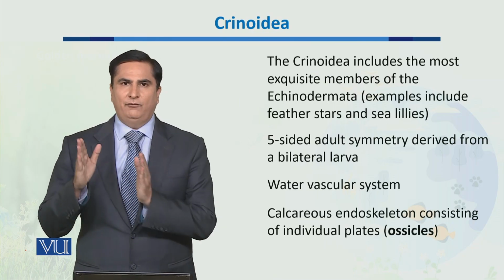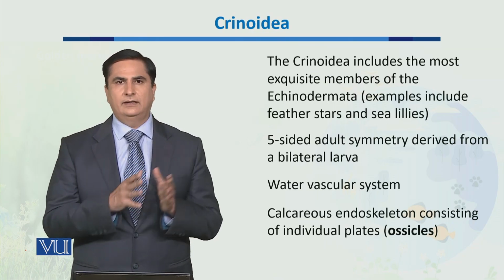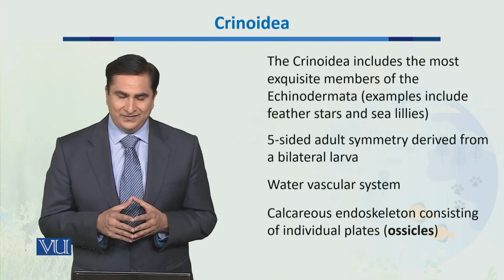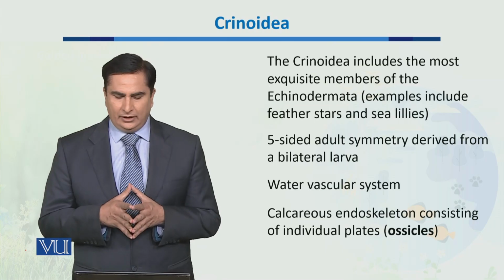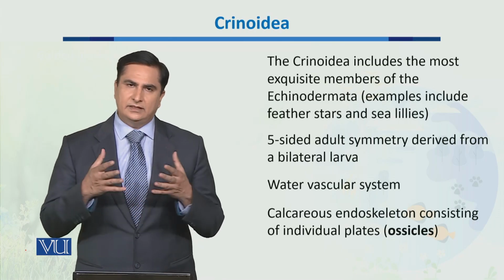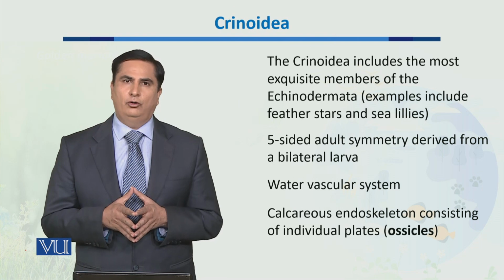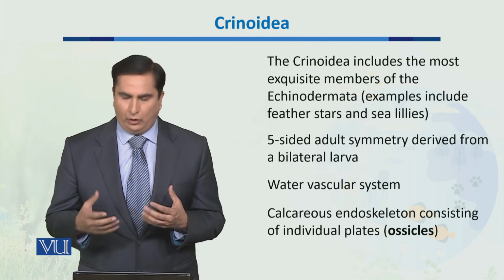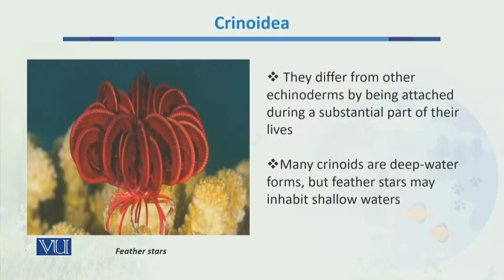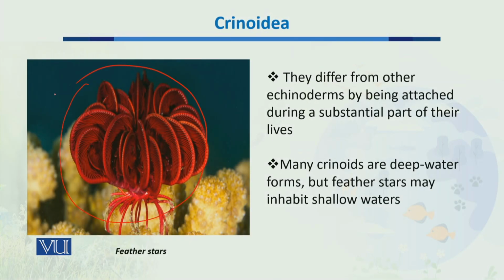Then they also have a water vascular system, just like the other classes of phylum Echinodermata. And they have a calcareous endoskeleton consisting of individual plates or ossicles, which makes them spiny inside. As you can see here, this is the typical structure of a feather star. It looks very charming and attractive.